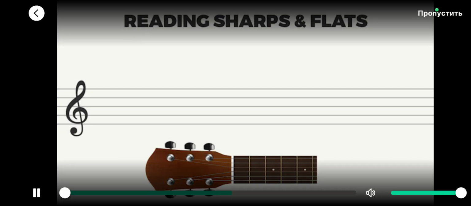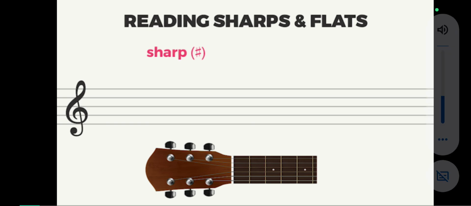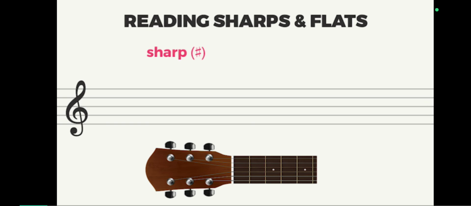Okay, let's learn to read sharps and flats in standard notation. Now, a sharp, which has a symbol like a hashtag, means to play one fret higher than the normal note. For example, here's an A note, written on the second space of the staff and played on fret 2 of the G string. If we add a sharp symbol, that tells us to play an A sharp, which is one fret higher than A, in this case, fret 3.